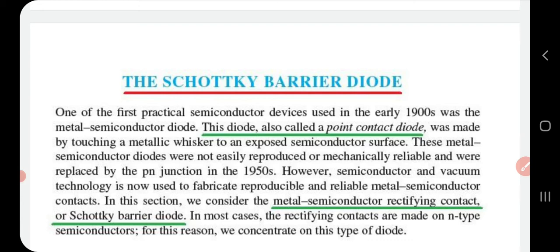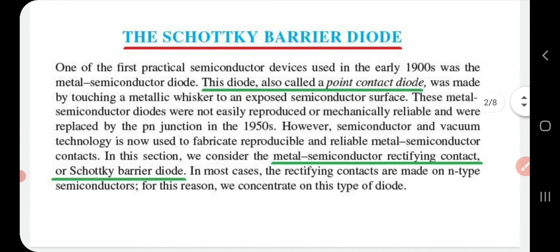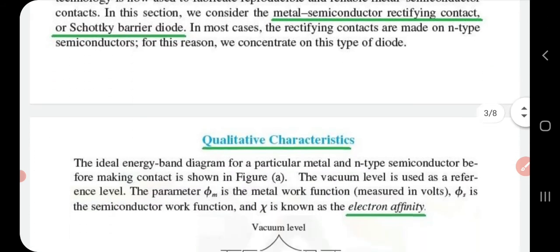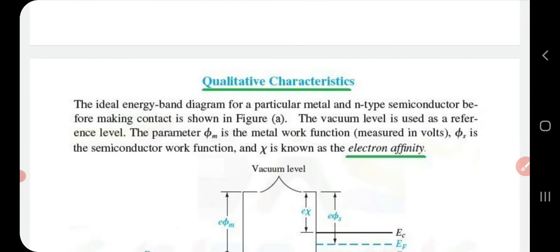However, semiconductor and vacuum technology is now used to fabricate reproducible and reliable metal semiconductor contacts that we all know. In this session we are going to consider the metal semiconductor rectifying contact, or Schottky barrier diode. In most cases, rectifying contacts are made on N-type semiconductor, so we'll concentrate more on that. Now what are the qualitative characteristics? Characteristics means a few features.